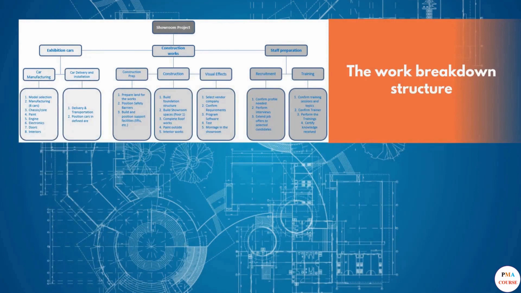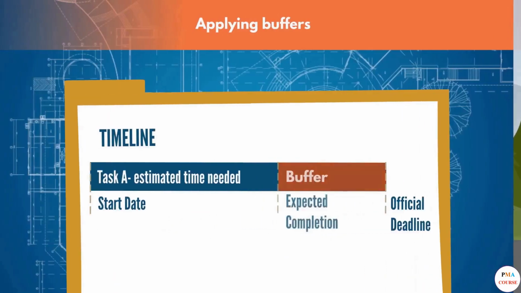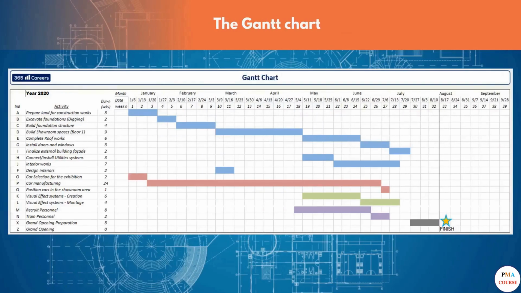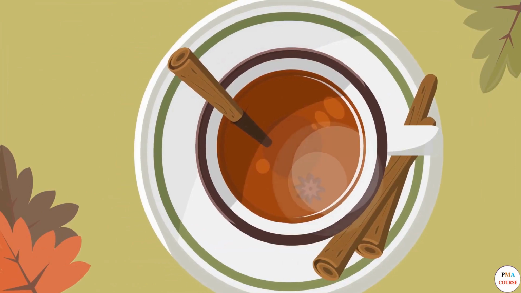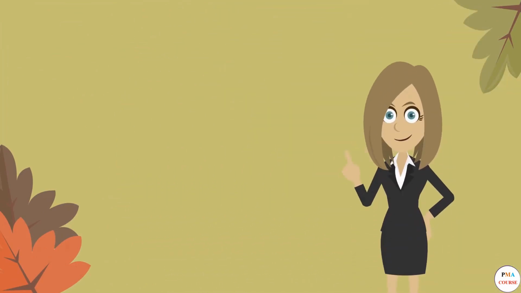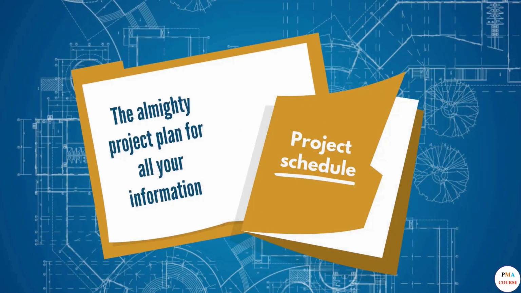Everything you've done to this point, the work breakdown structure, the activity list, estimating durations, applying buffers, sequencing activities, the critical path analysis, the Gantt chart, all have been leading to this point. A nice cup of tea. Just kidding, project managers don't have time to drink tea. It's time to build the project schedule, the almighty project plan for all your information.